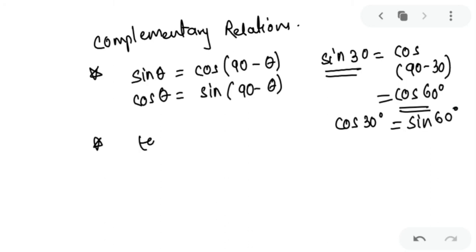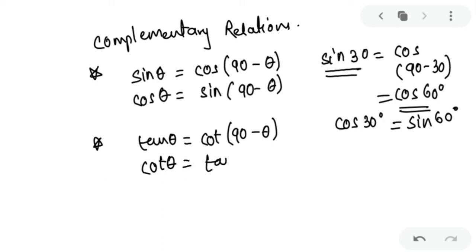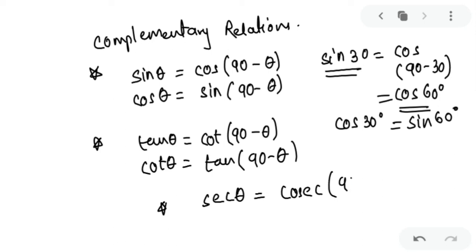Next is tan theta is equal to cot 90 minus theta, and cot theta is equal to tan 90 minus theta. Your next is sec theta is equal to cosec 90 minus theta, and cosec theta is equal to sec 90 minus theta.